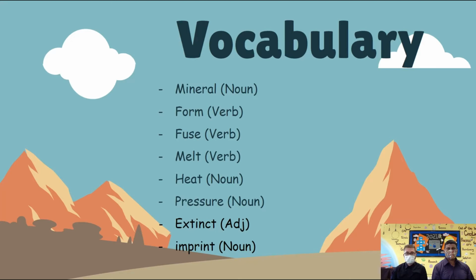And next is extinct. So the dinosaur is extinct. Okay, extinct means the animal is dead and it no longer exists on Earth. And the last one, imprint. Imprint, that's the fossil. It's like you see the print of the shape of the animal.